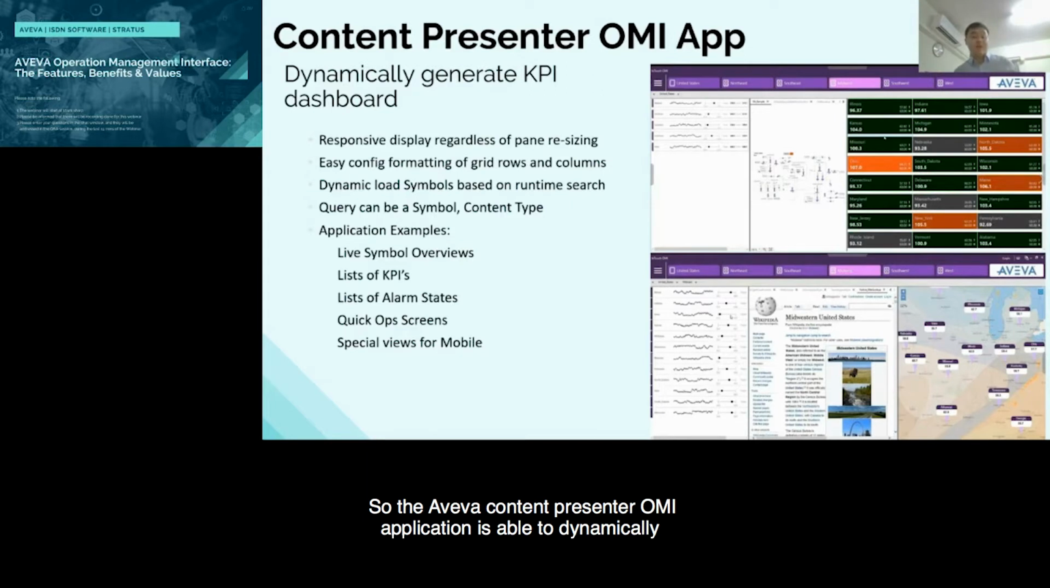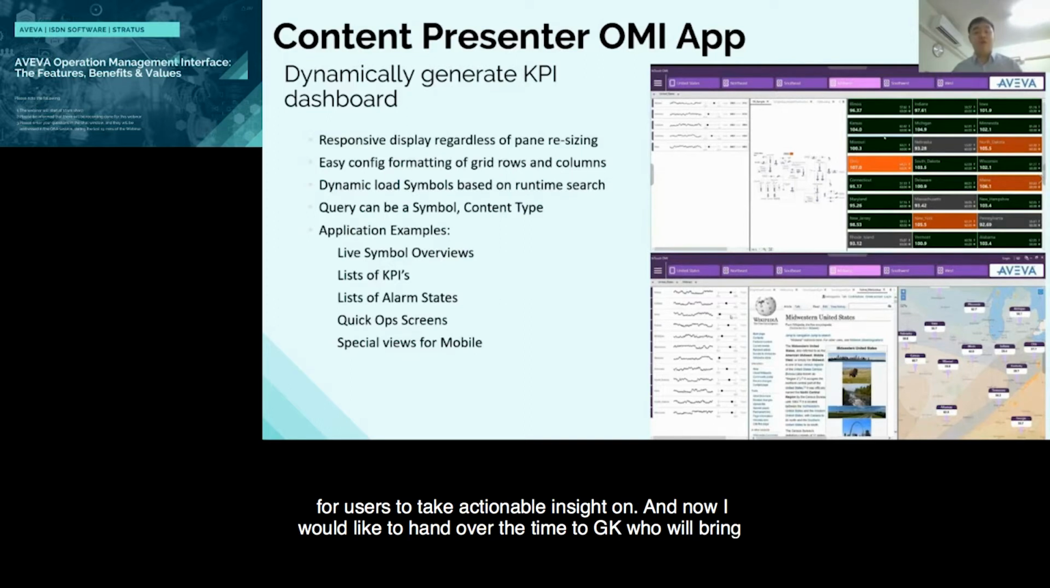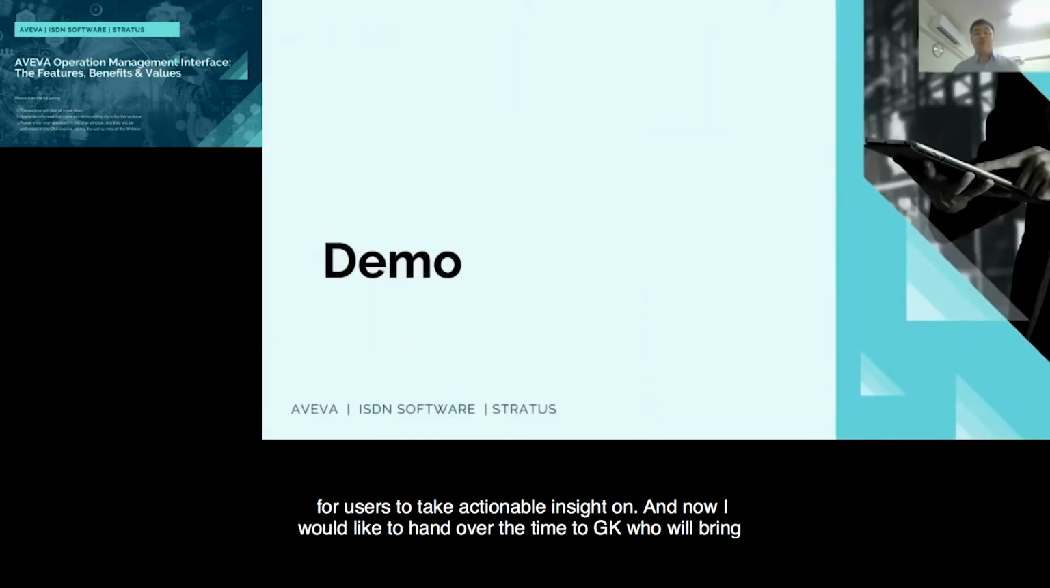So, the Aveva Content Presenter OMI application is able to dynamically generate a dashboard based on the particular asset that you have selected, pulling information from the web, from the historian trending, as well as GIS map data into a single common platform for users to take actionable insight on. And now, I would like to hand over the time to GK, who will bring us through the mechanics of a context-driven visualization using Aveva OMI.